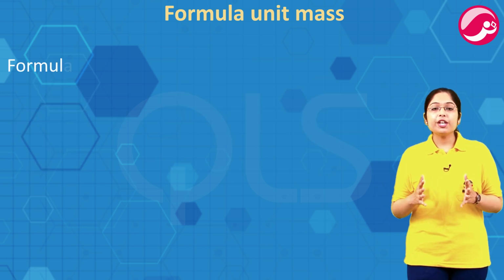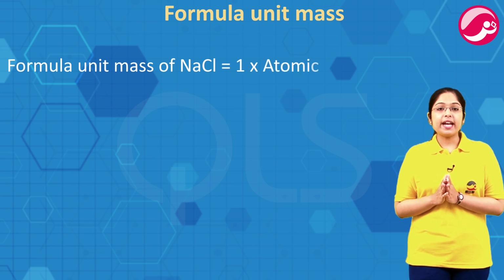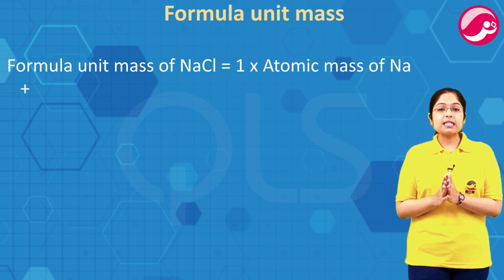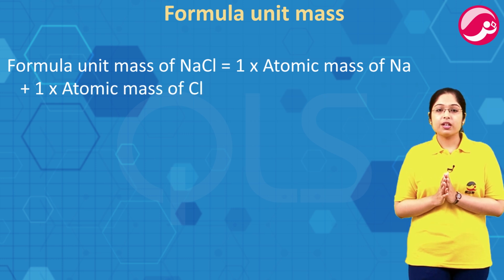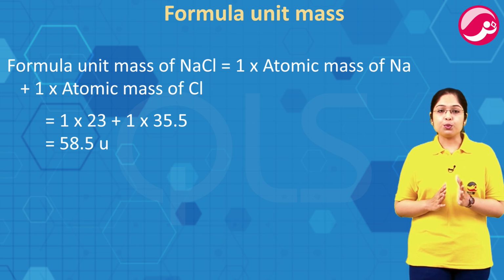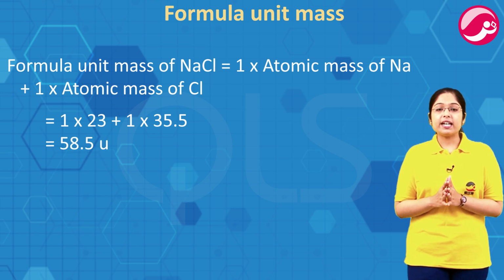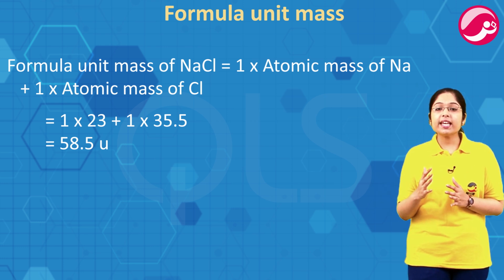So, formula unit mass of NaCl is equal to 1 multiplied by atomic mass of sodium plus 1 multiplied by atomic mass of chlorine, which is 23 plus 35.5, which will give out 58.5 u. Here we multiplied the atomic masses of sodium and chlorine by 1 क्योंकि दोनों elements के ही एक atom present है in NaCl.